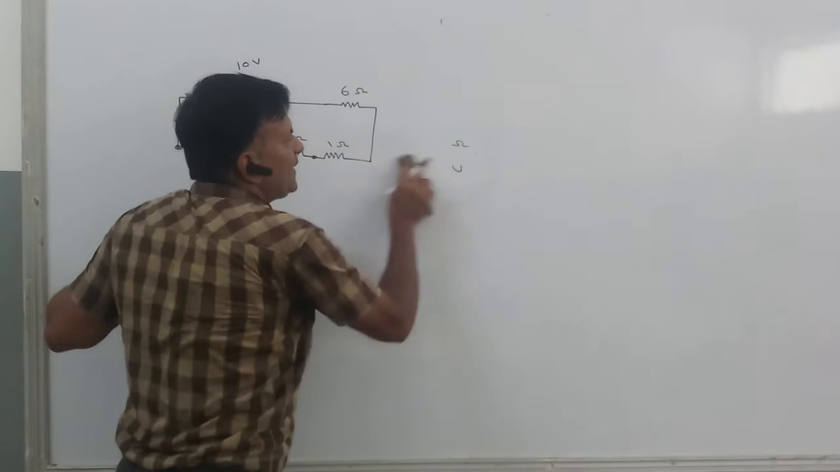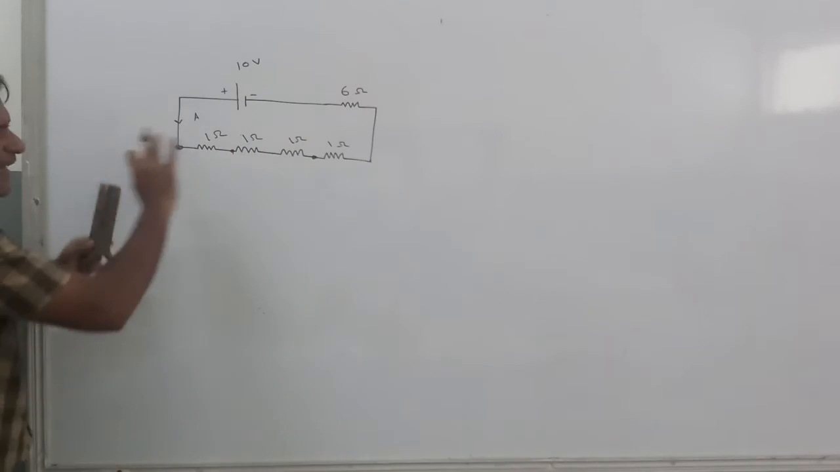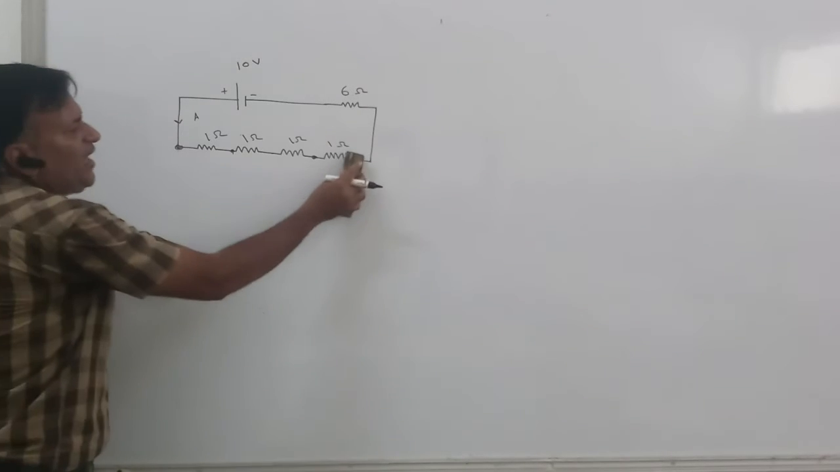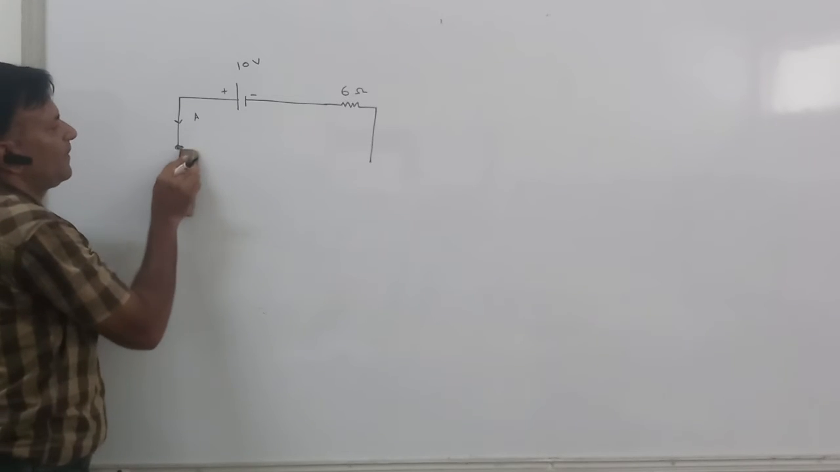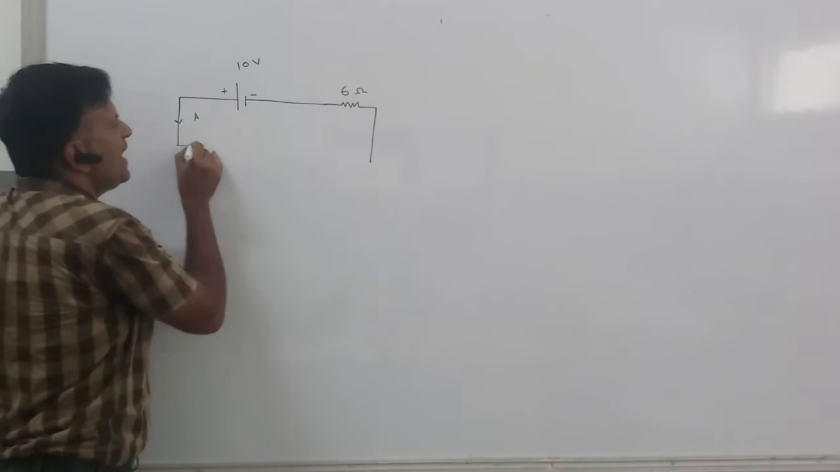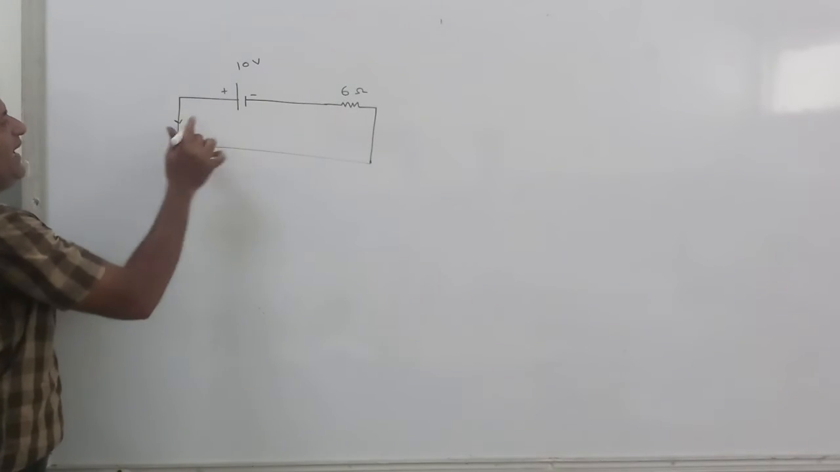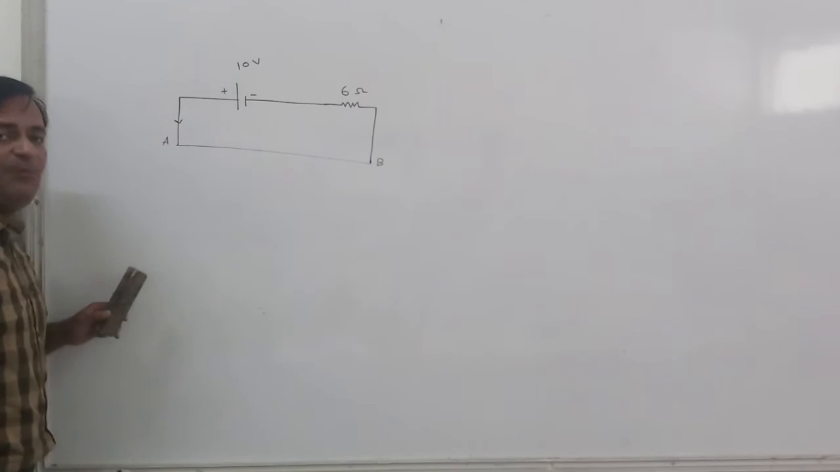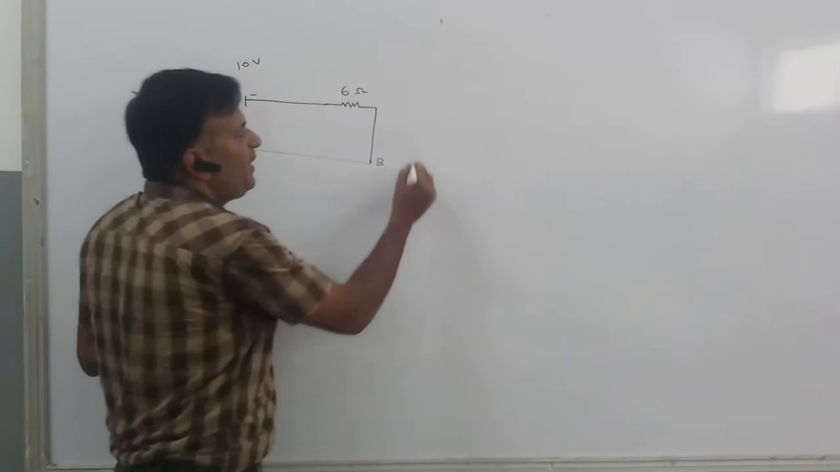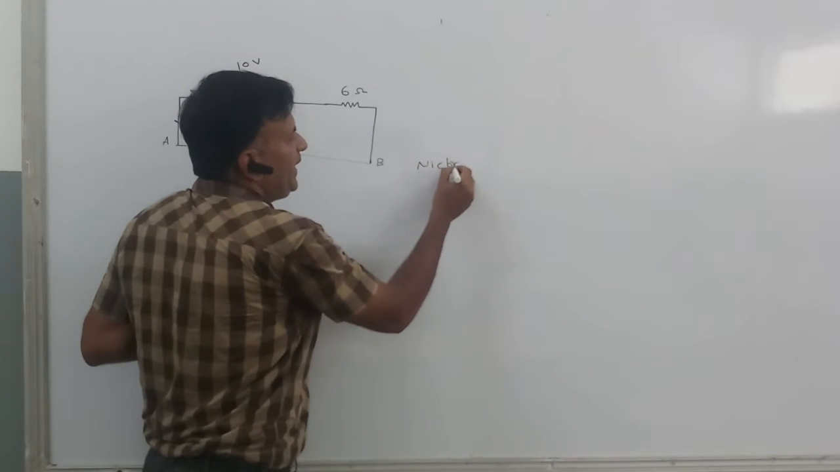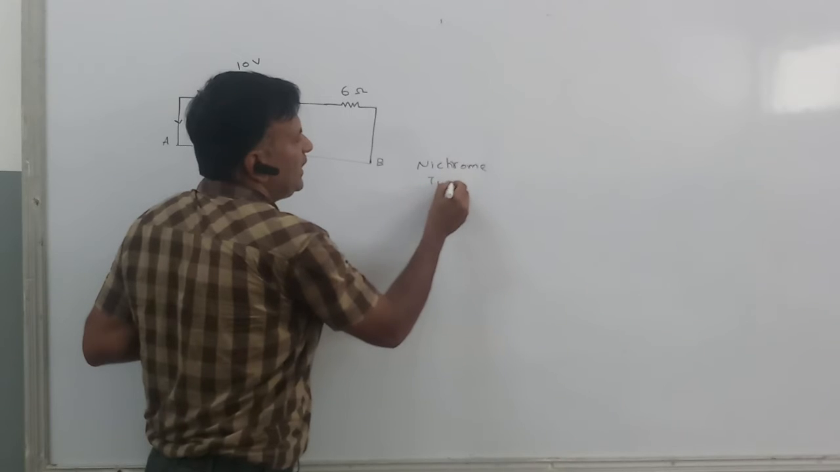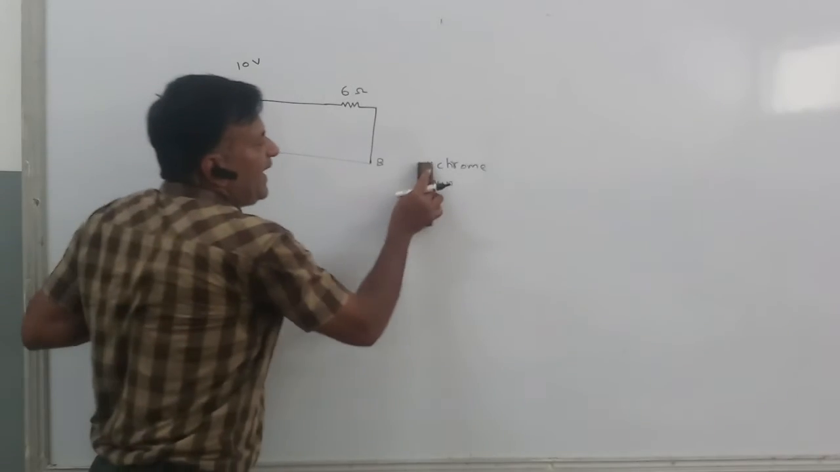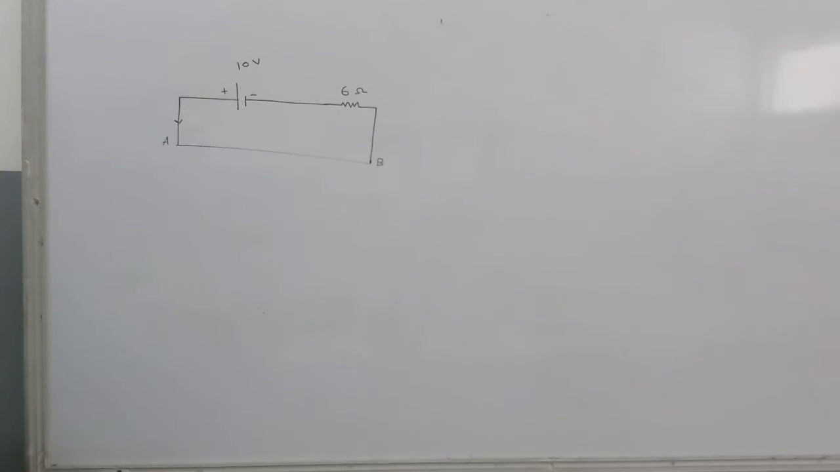Now, what is a potentiometer? Potentiometer is this circuit only, but a bit modified version of this. Instead of all these resistances, we have one simple wire. Call the wire AB. This is a simple high resistance wire. It could be made up of nichrome or tungsten or manganese or any other alloy. Why alloy? Because alloys have more resistance compared to pure metals.